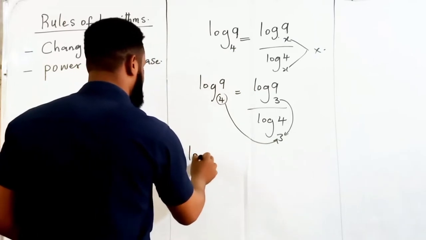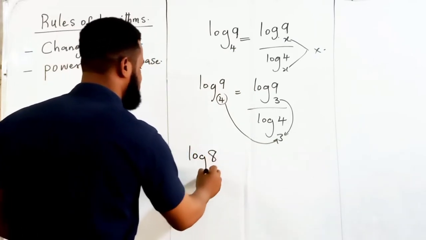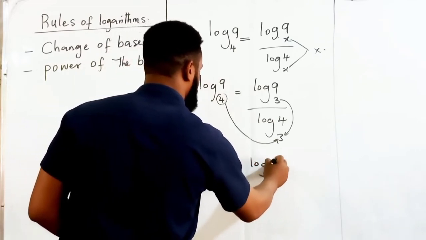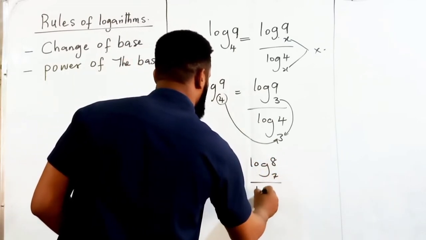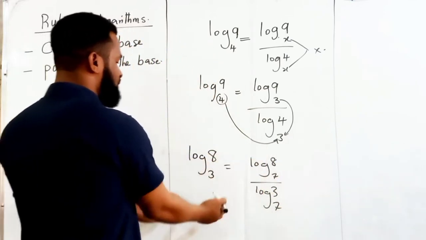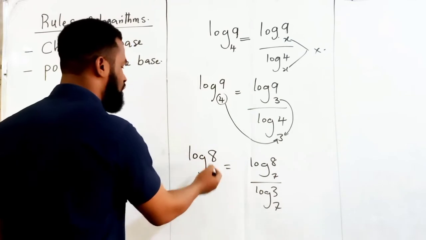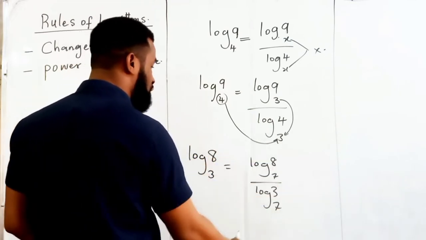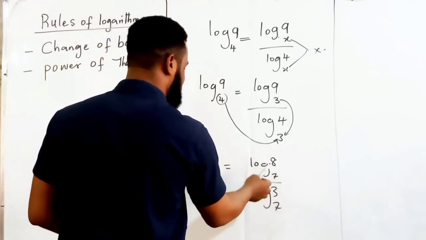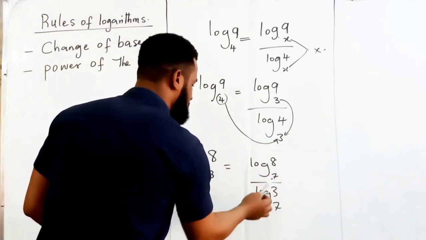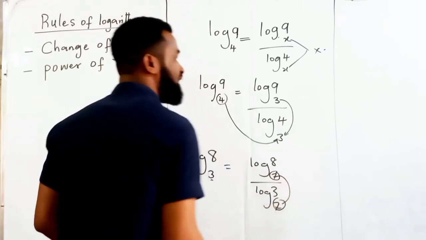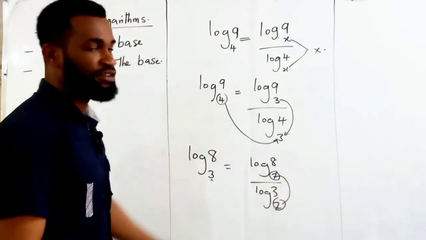So let me give you another example. Assuming you have log 8 base 3, it can also be given as log 8 base 7 all over log 3 base 7. This is your choice. That means you have converted this particular expression of log 8 base 3 into a new log of new bases, log 8 base 7 and log 3 base 7. That means base 3 has been changed to base 7. That is the expression called change of base.